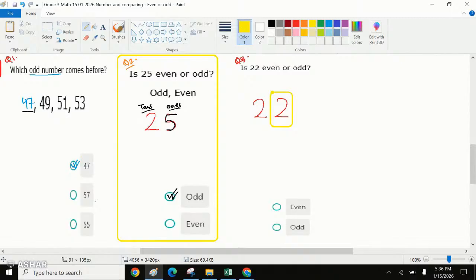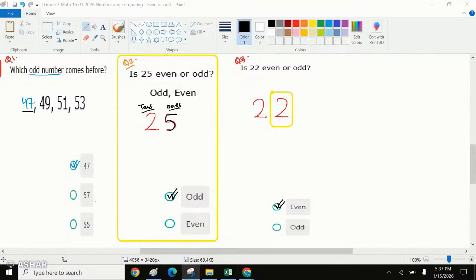Is 22 even or odd? 22 is ending with a 2, right? The number that ends with a 2, and 0, 2, 4, 6, and 8 would always be an even number, right? So we simply mark on the even, and we say it is an even number.